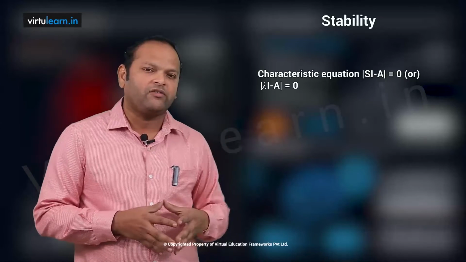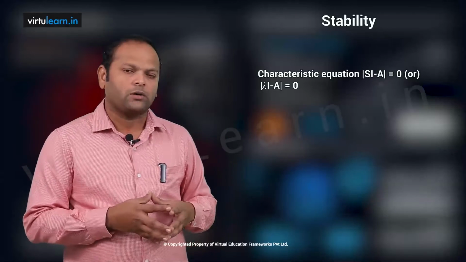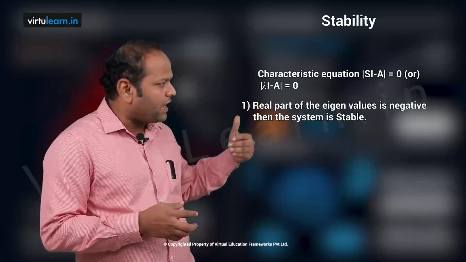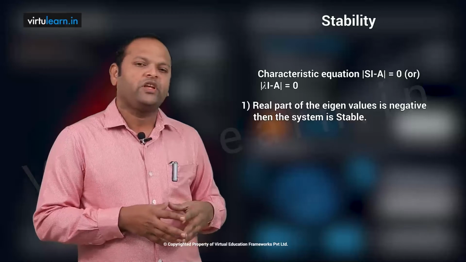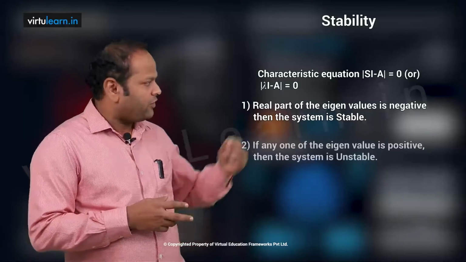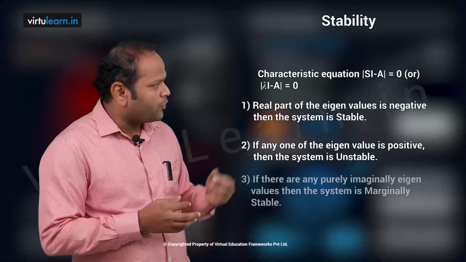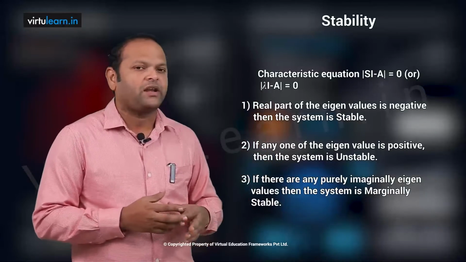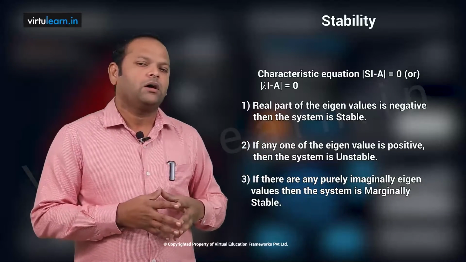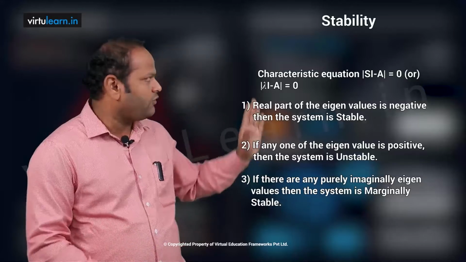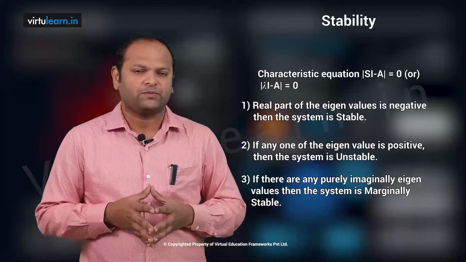By looking at the eigenvalues, we can see whether the system is stable or not. If the real parts of all the eigenvalues are negative, then we say the system is stable. If one or more real parts are positive, then the system is unstable. If you have purely imaginary eigenvalues which are non-repeated, again we say the system is marginally stable. This way you can find the stability of the system.